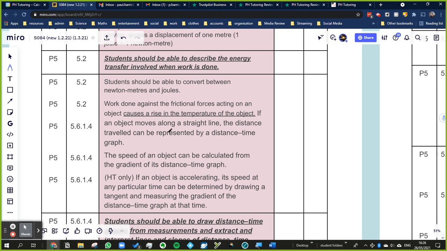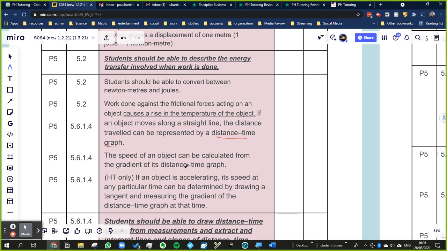If an object moves along a straight line, the distance traveled can be represented by a distance time graph. So we're looking at distance time graphs. I might look at that in a moment. We've got some quite good simulations to look at that.